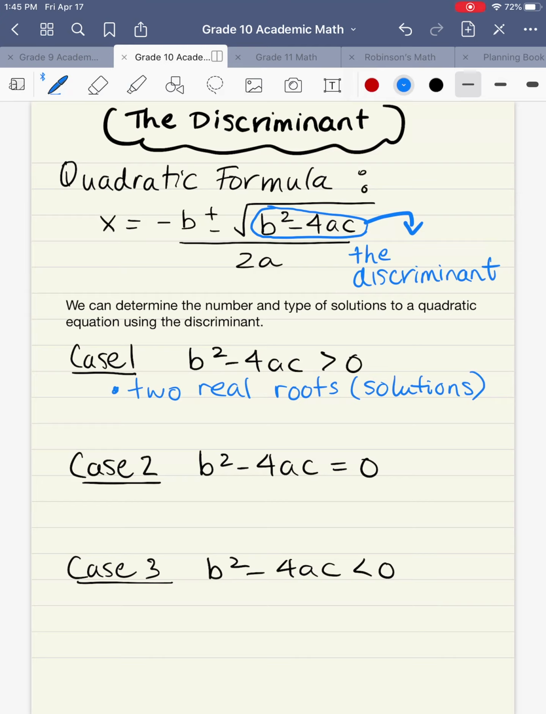Case 2, when we have b squared minus 4 times a times c equal to 0, this gives us 1 real root. And some people refer to this as 2 identical roots.